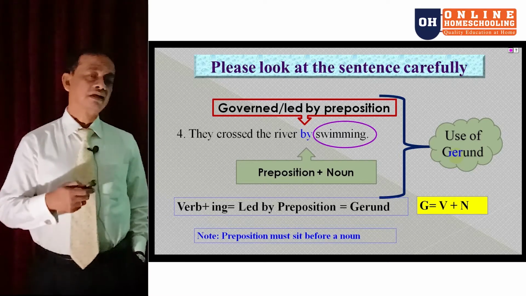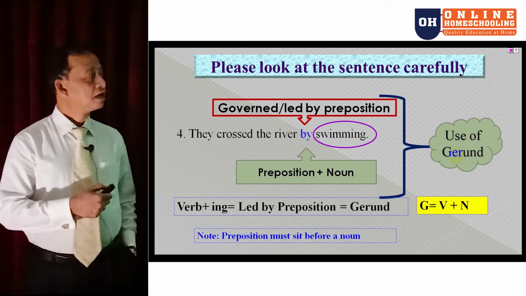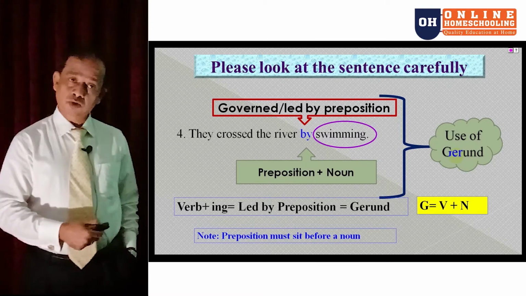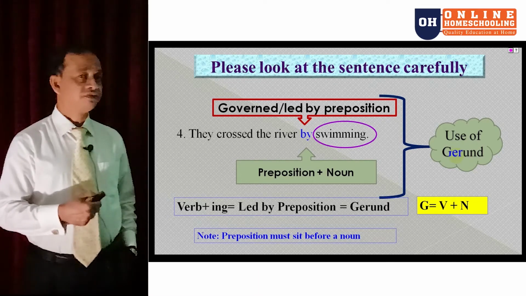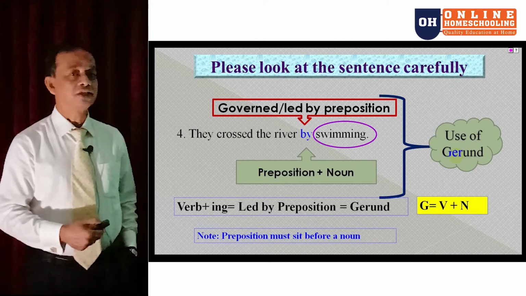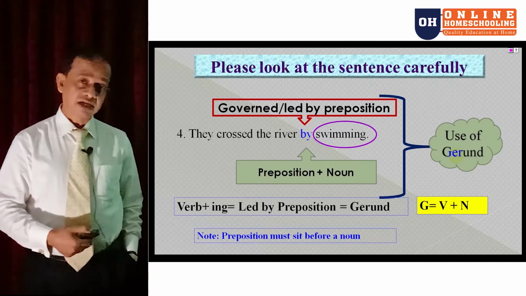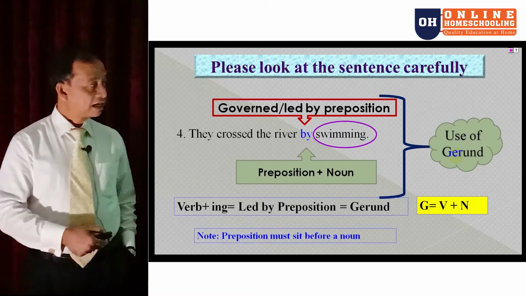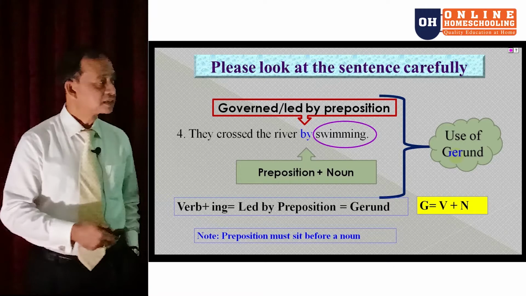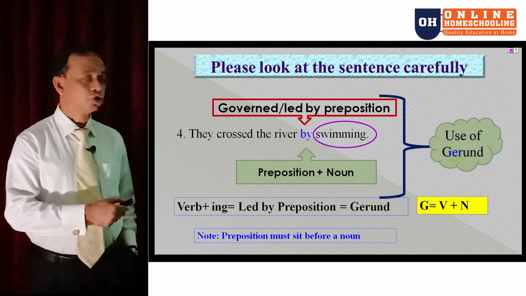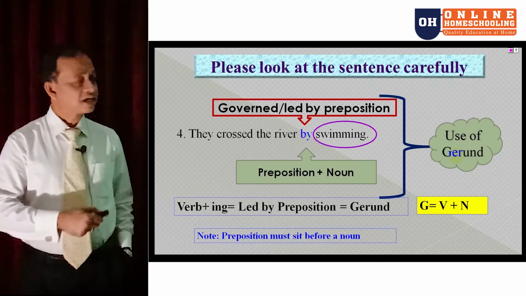So dear students, you have seen that the subject of a sentence having verb plus ing must be a noun, and that must be a gerund. The object of a verb with verb plus ing must be a noun, and that is obviously a gerund. Again, subjective complements with verb plus ing are also gerunds. And finally, any word with verb plus ing led by a preposition should be a gerund. So in these four ways gerunds are used in sentences.